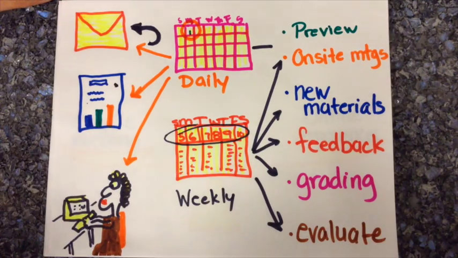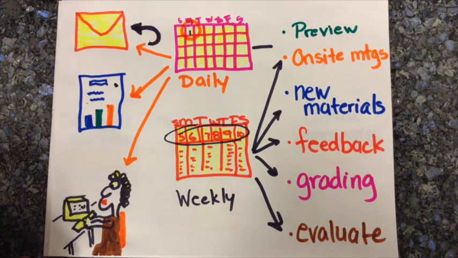For instance, on a daily basis, you'll be checking for mail from students and other stakeholders. You will also read and contribute to online discussions or blogs, and you're going to identify students who are struggling to achieve outcomes. On a weekly basis, you'll preview upcoming learning activities. You'll conduct on-site meetings. You'll create, find, and share new materials. You'll provide feedback on student work, and you'll enter scores into an online gradebook, as well as evaluate the blended design and online tools to adjust as needed.